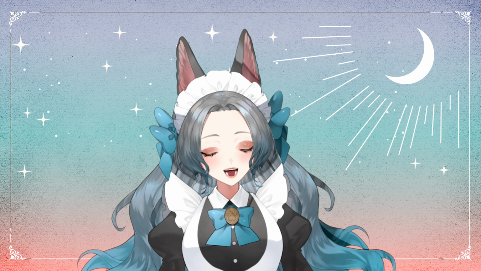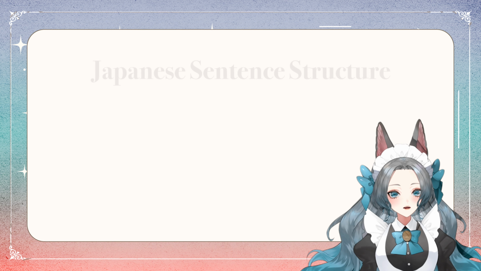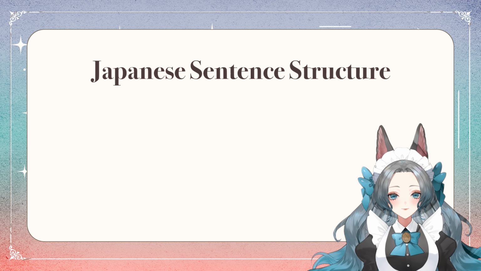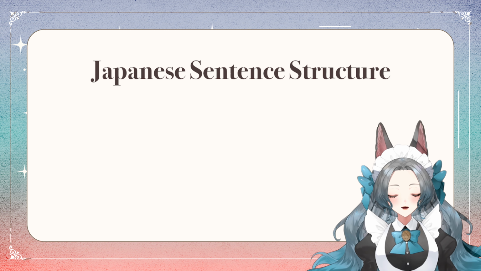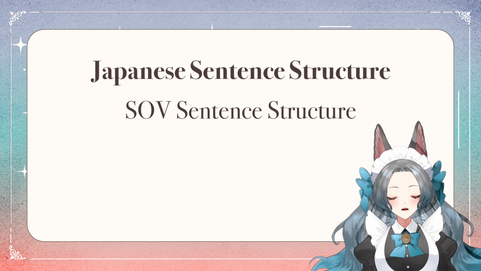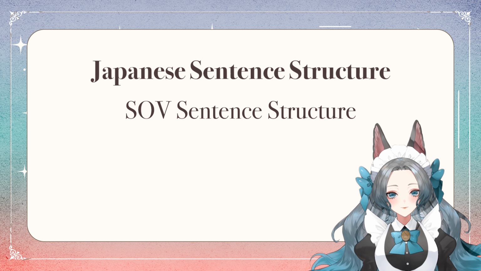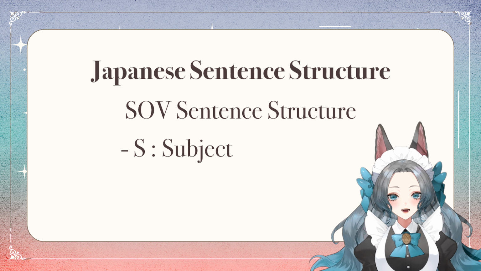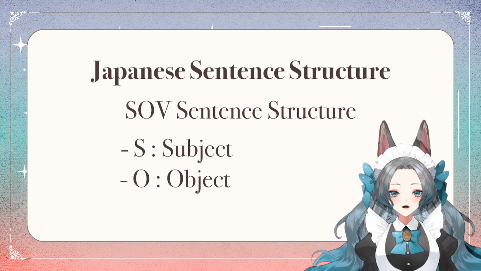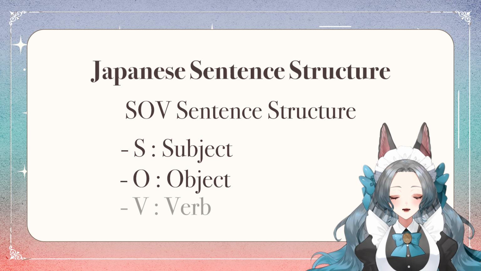If you have been practicing Japanese alphabets Hiragana and Katakana, you might be wondering, what should I do next? Well, I think it is time for you to learn how the Japanese sentence structure works. So, Japanese sentence structure. To put this simply, Japanese follows the SOV sentence structure. S stands for subject, O stands for object, and V stands for verb.